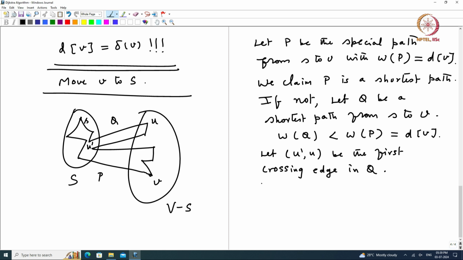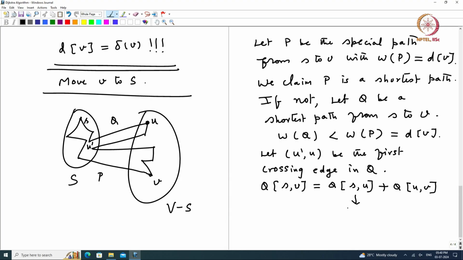Now, I am going to write Q from S to V as Q from S to U plus Q from U to V. I am breaking the path into two parts. I am breaking at this vertex U. Q from S to U, Q from U to V. I write like this. This is a special path.